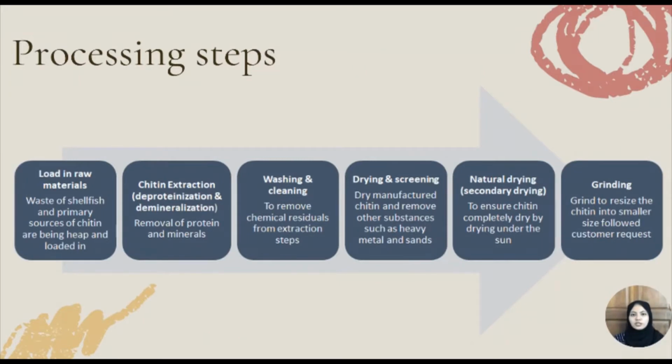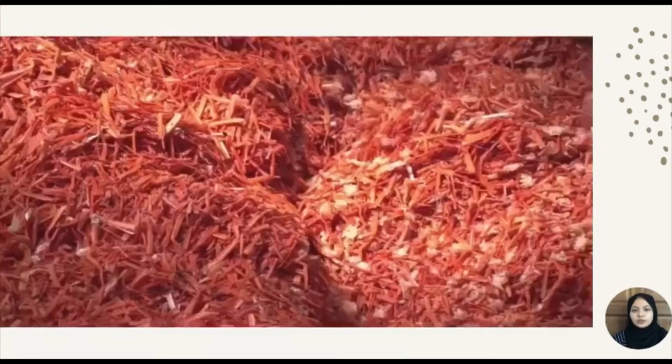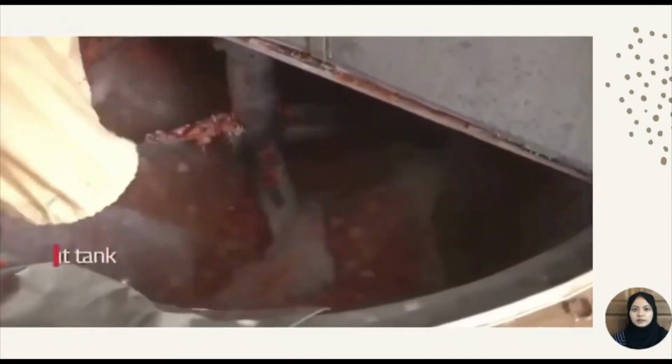After that, wash and clean to remove the residual chemicals from the previous step. Then, dry and screen to remove unwanted or foreign material from the manufactured chitin. Further drying is necessary, using natural sun drying to ensure that the chitin is completely dry. Last but not least, grind the chitin into the desired size and uniformity as the company wants. The video here will show the process that I explained just now.